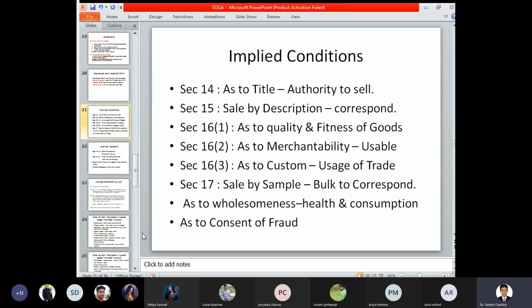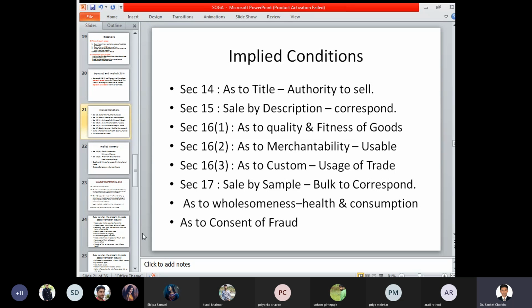Another implied condition: whenever you purchase a particular cloth, uniform or dress for yourself, we always assume that on day one the uniform or cloth will not tear, and that it will last for around 1 month or 2 months. In this way, the merchantability of goods has to be identified.